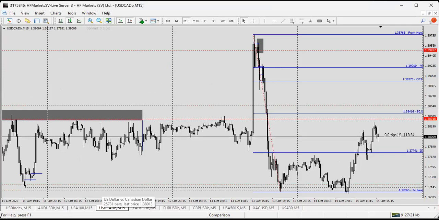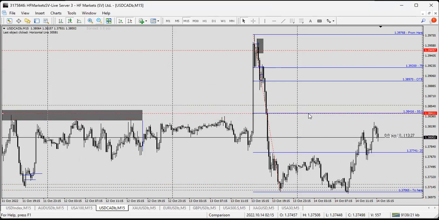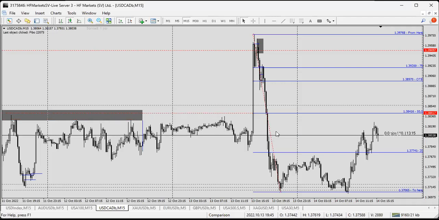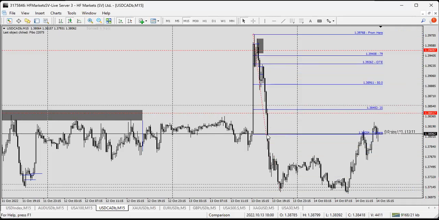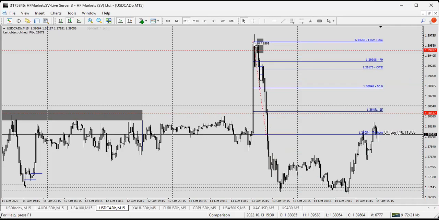Same here. Let me finish the analysis for this guy. So that's my 5th level. And all this liquidity right here was taken by this candle. Why that 5th level? Dealing range.